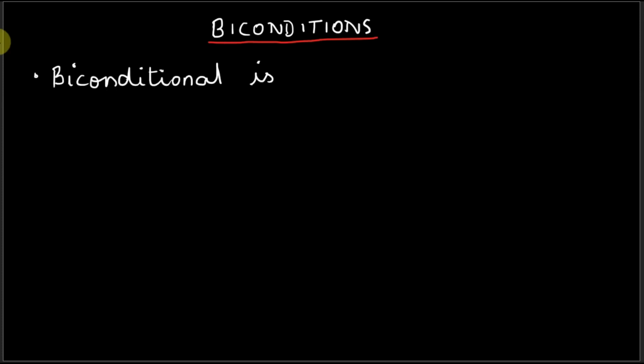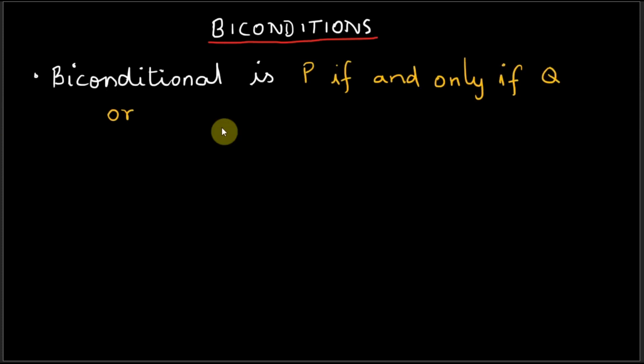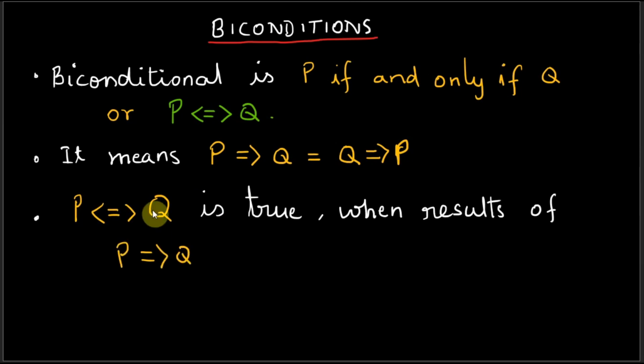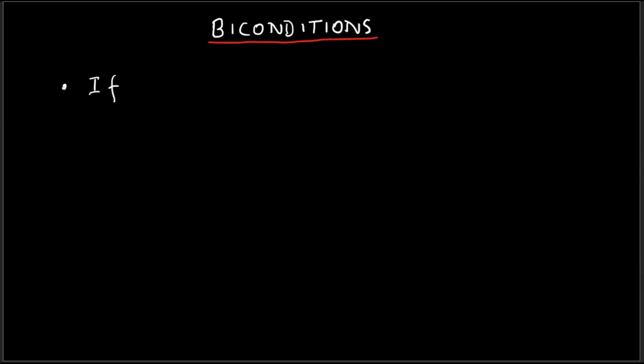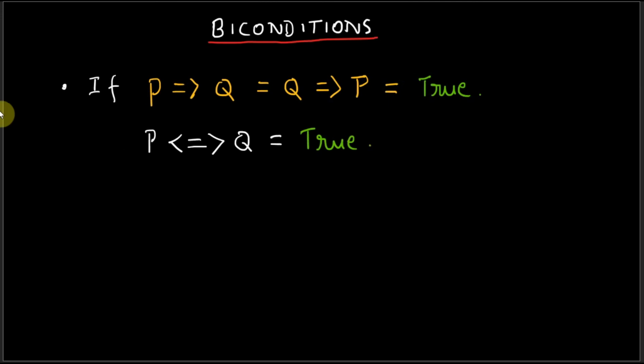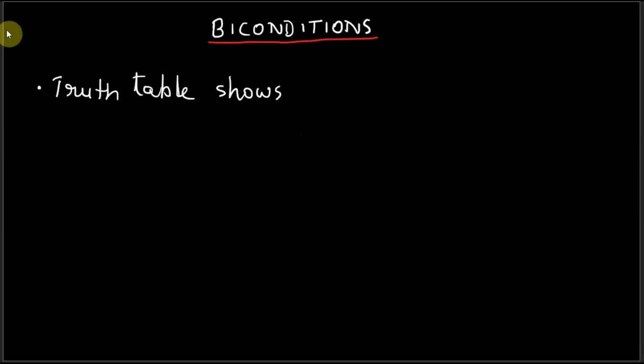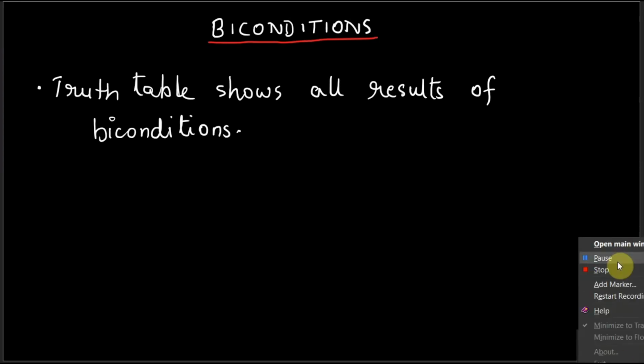A biconditional statement is "P if and only if Q" that extends the implication. It means P implies Q is similar to Q implies P. The result of such implications must be the same for the biconditional to be true. So if P implies Q is true, then Q implies P must be true, or if P implies Q is false, then Q implies P must be false. Then the biconditional statement is true, otherwise it is false. The truth table shows all the input combinations for the biconditional, and we can see that whenever the inputs are the same, the result is true.